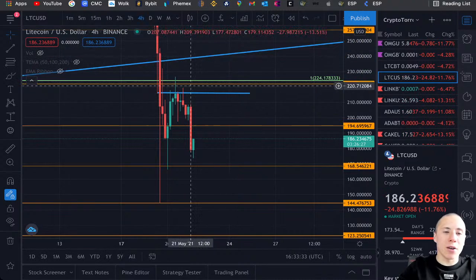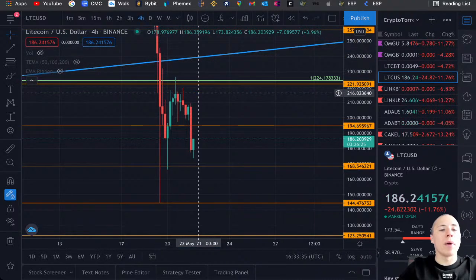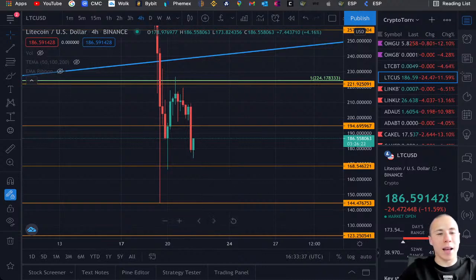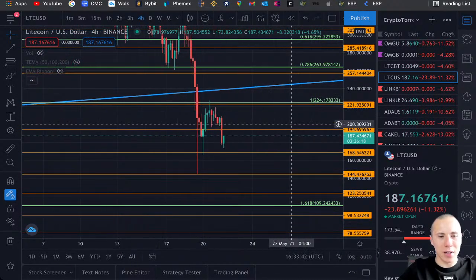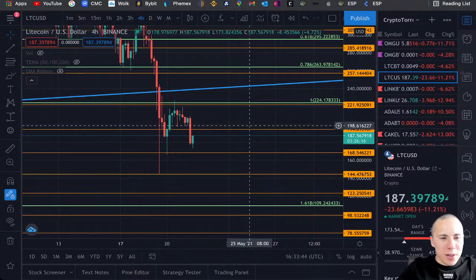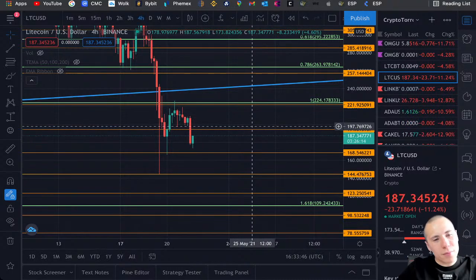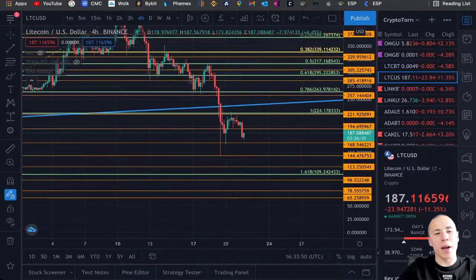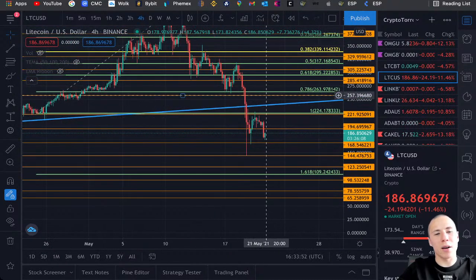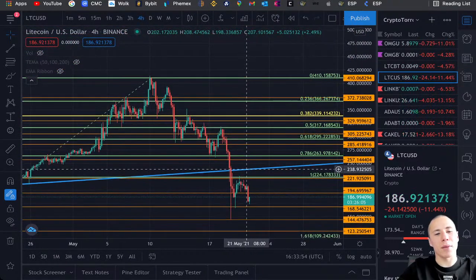What we are currently seeing over here is a momentum towards the downside being created. And why I think this is very important is because we cannot draw any type of pattern right away, especially not because we cannot see.